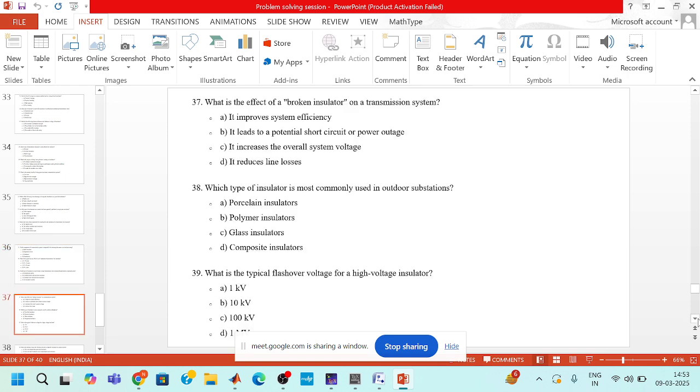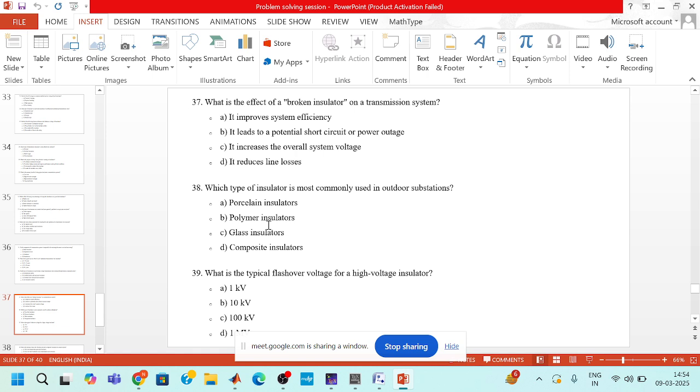Okay. Now the next question is, what is the effect of a broken insulator on transmission system? Options are, it improves system efficiency, it leads to a potential short circuit or power outage, it increases the overall system voltage, and option D is, it reduces the line losses. Answer B, madam. Potential short circuit or power outage. Yes, the main effect of a broken insulator is that it leads to a potential short circuit or power outage.